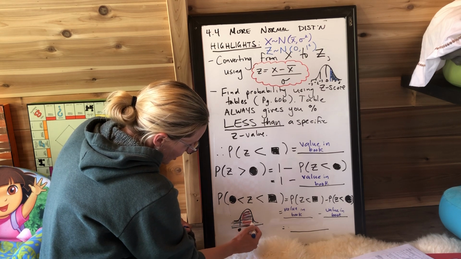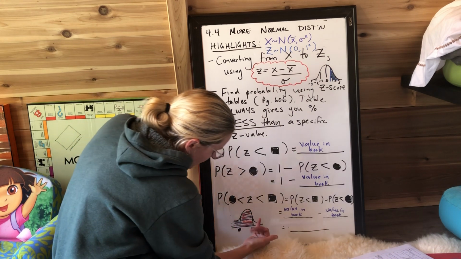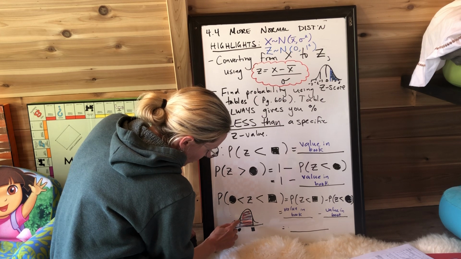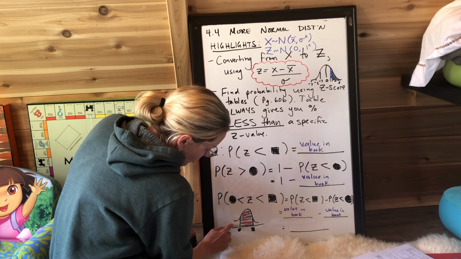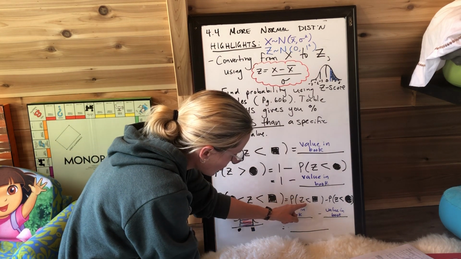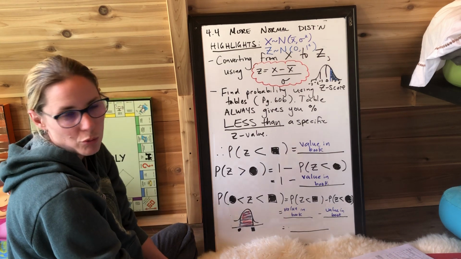What are you interested in? You're just interested in the red area. So you find the probability it's less than the square, and then you have to subtract out the probability it's less than the circle. Then you get the red area. So you find the probability is less than the square, you subtract out the probability is less than the circle, you get the value in between.